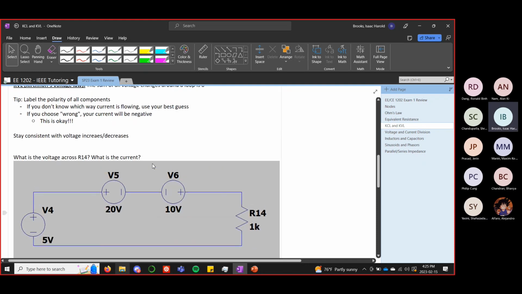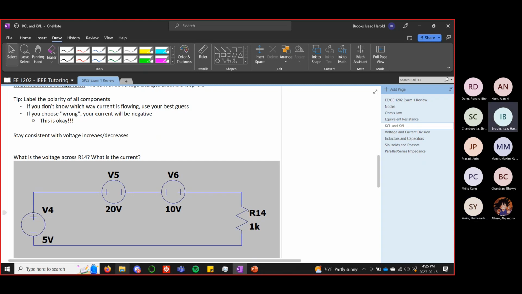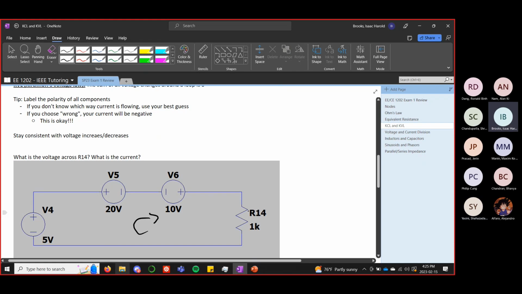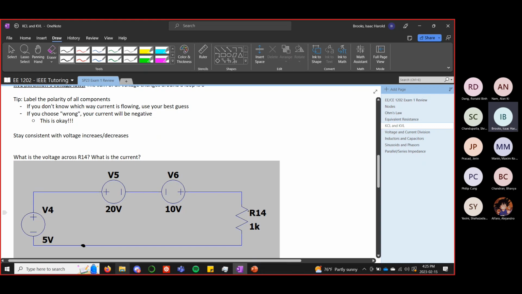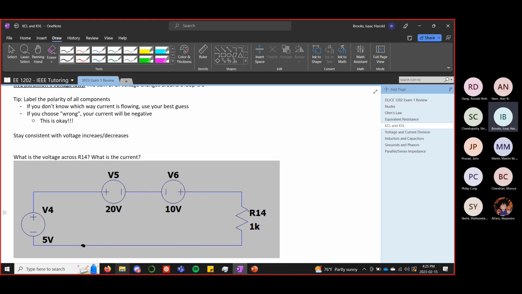So here I've added a couple of sources, and so we'll do KVL to try and figure out the voltage drop across this resistor. There are different ways that you can do it. Usually I like to go clockwise. It's arbitrary, you can do whichever you want. A lot of times we'll start with the bottom. So if we start here, and then here comes the biggest debate in all of electrical engineering: when we encounter this source, should we call this a plus five or a minus five?